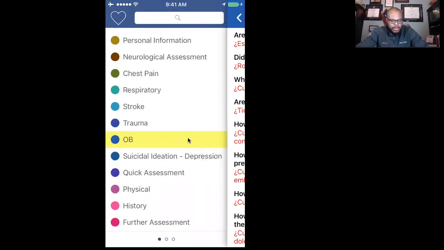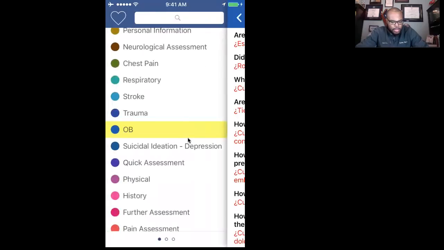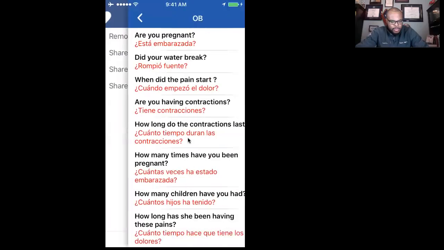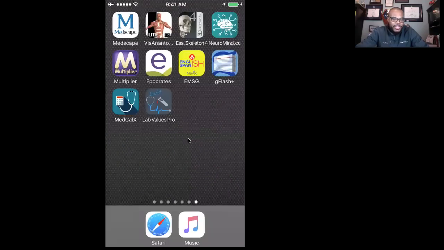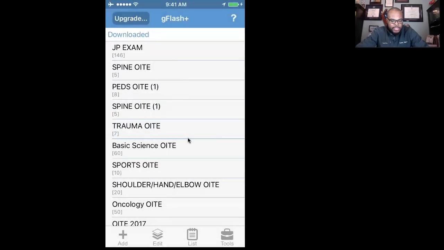So this app is actually free. They have another one you can upgrade to. You can remove the ads for $3, but this is a must have. I actually need to use this app a lot more than I usually do, but it's called English Spanish ISH, or type in ENSG. The next app is called Gflashpro.